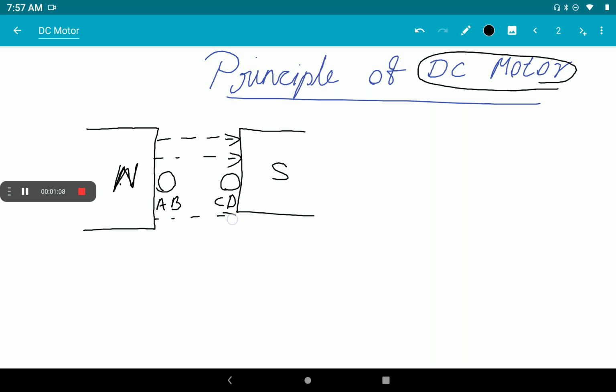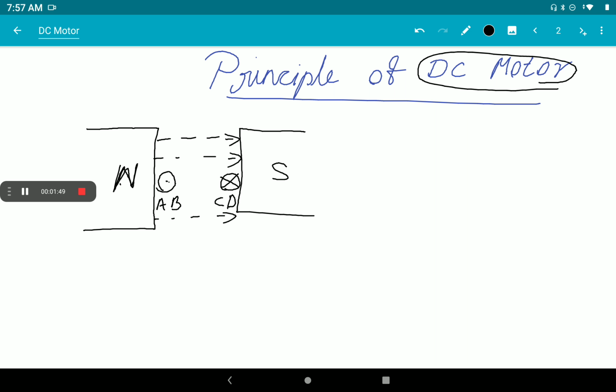Magnetic flux is produced here, and we have to convert the input electrical energy into mechanical energy. So to produce a force on the conductor to rotate, the conductor must be carrying current and must be within a magnetic field. Let us assume the current direction on AB is outward and the current direction on CD, which is under the south pole, is inward. We represent outward current as a dot and inward current as a cross.